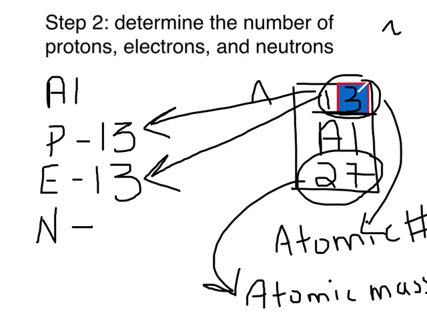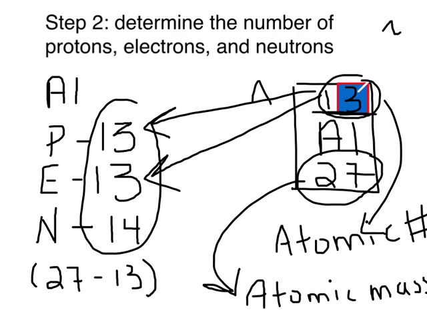And the neutrons is the only time you have to do the math for the subtraction. So it's always the bottom number subtract the top number, so 27 minus 13 will give you 14. So 27 minus 13 should give you 14. So I have my information here that I need to draw my Bohr model.